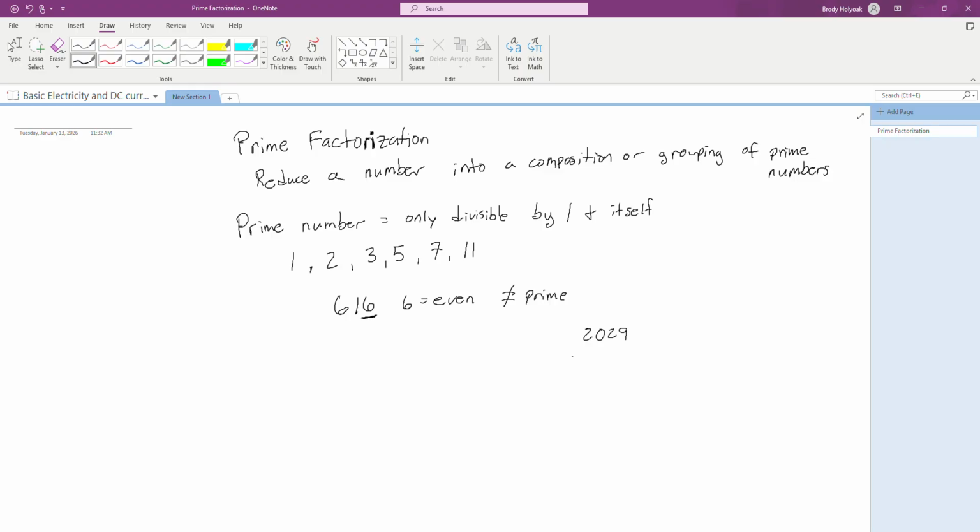So the steps to figure out if a number is prime or not is twofold. Number one, step number 1, we take the square root of the number that we're looking for.